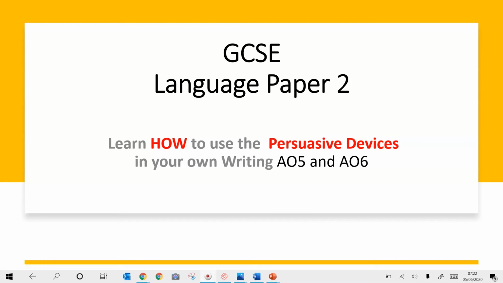This particular area is tested in language paper 2, and it looks at the two assessment objectives, which is your AO5 and AO6. Your AO5 is normally your structure and organization. AO6 is normally marks allocated for technical accuracy, as you know.